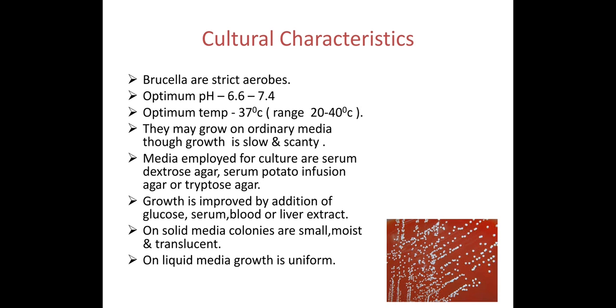The optimum temperature is the human body temperature of 37 degrees, but they are viable over a large range of temperature, 20 to 40 degrees. They may grow on ordinary culture media, but the growth is extremely slow, and since they are fastidious, they require to be supplemented with either glucose, serum, blood, liver extract or potato in the basal media. On solid media, they grow like any other gram-negative bacillus colony, which are grey, small, moist and translucent. In liquid media, the growth is more or less uniform.